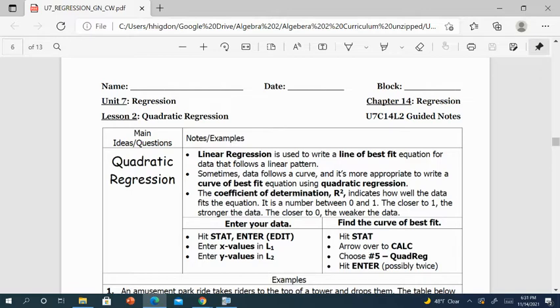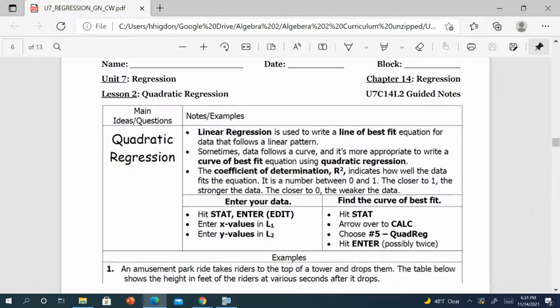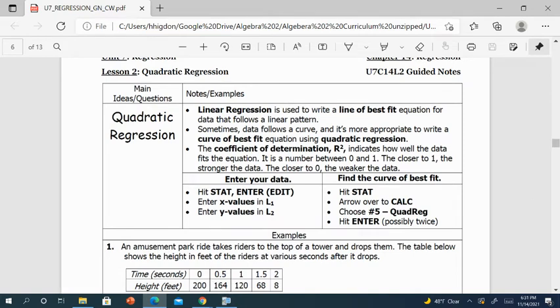Looking at your notes here, linear regression is used to write a line of best fit equation for data that follows a linear pattern. Sometimes data follows a curve, and it's more appropriate to write a curve of best fit equation using quadratic regression. The coefficient of determination, which is r squared, indicates how well the data fits the equation. It is a number between 0 and 1. The closer to 1, the stronger the data. The closer to 0, the weaker the data.